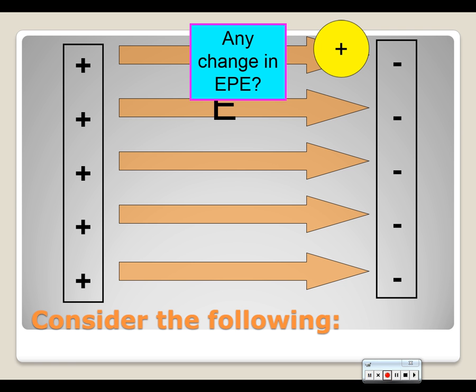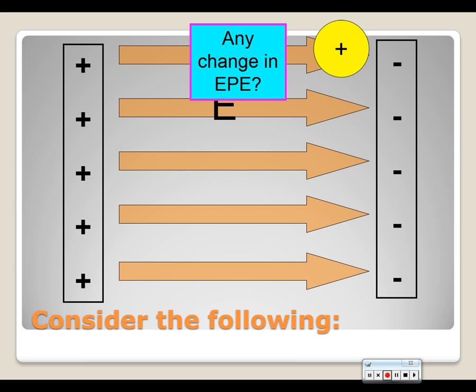Is that any different than me going from here to here? Does it have any more or less gravitational potential energy at this spot versus this spot? Nope, because the gravitational field is straight up and down, and I'm moving it perpendicular to that gravitational field. So, letter F: how can a positive charge move without changing the electrical potential energy? Perpendicular to the electric field. Okay, good with those ideas so far?